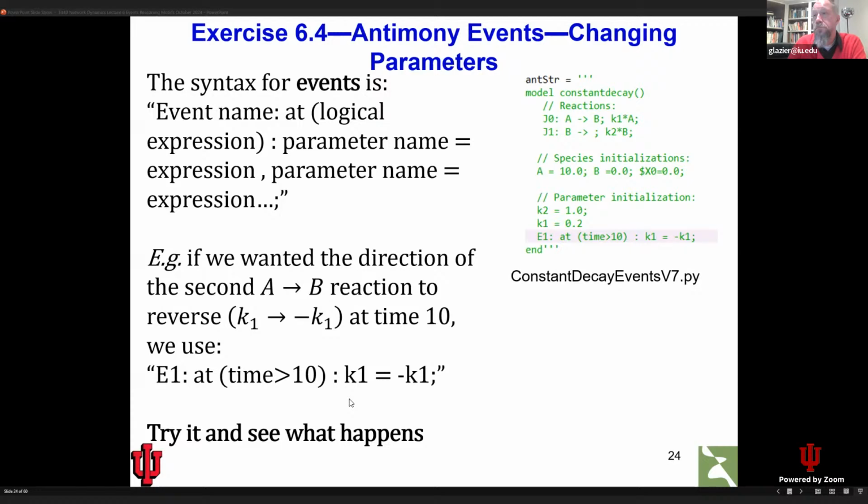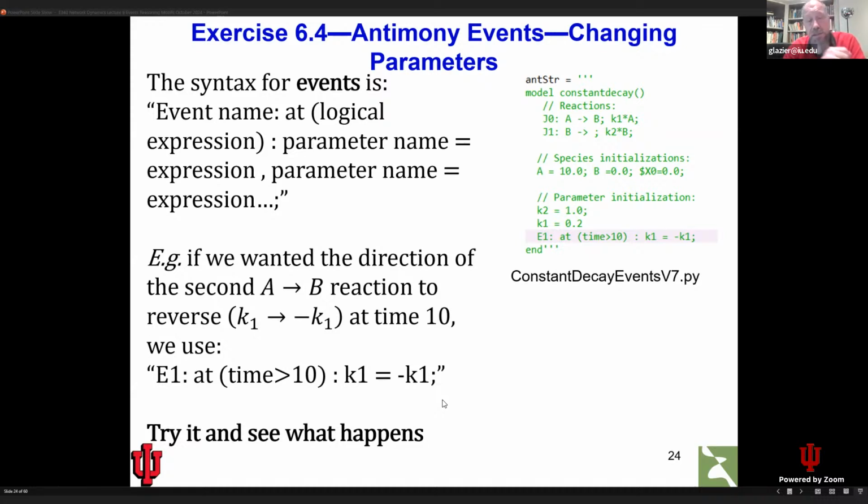Now, in this case, we change the value of a variable. You can imagine adding the chemical to your environment at a particular time. But you're allowed to change the values of parameters too. And so why don't you try at time greater than 10, K1 equals minus K1. What happens when you do that?